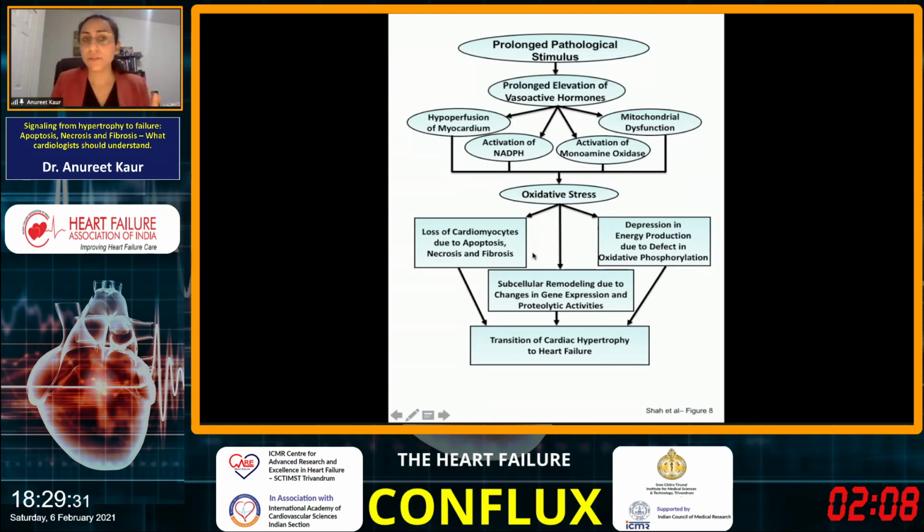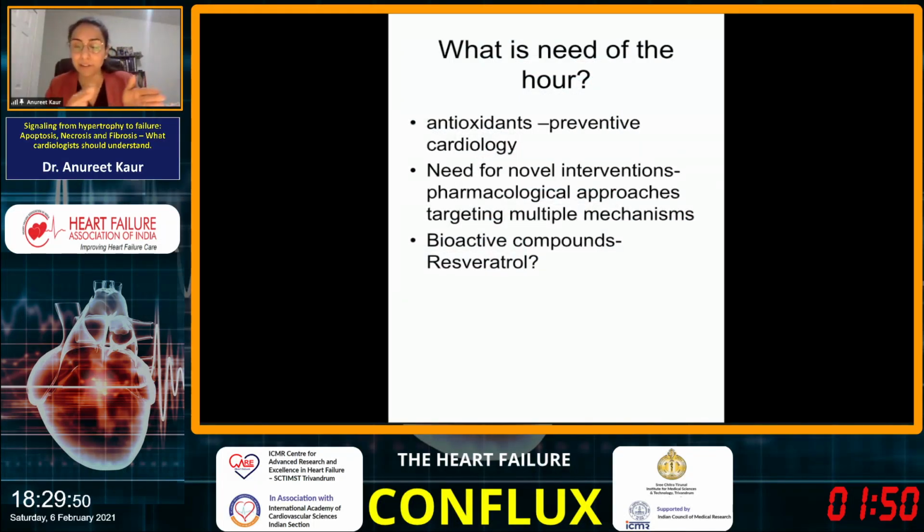And that leads to loss of cardiomyocytes, which eventually leads to apoptosis, necrosis, and fibrosis. And then, of course, depression in energy production, cellular remodeling, and that is the transition of cardiac hypertrophy to heart failure. So those are the different mechanisms. What is the need of the hour?